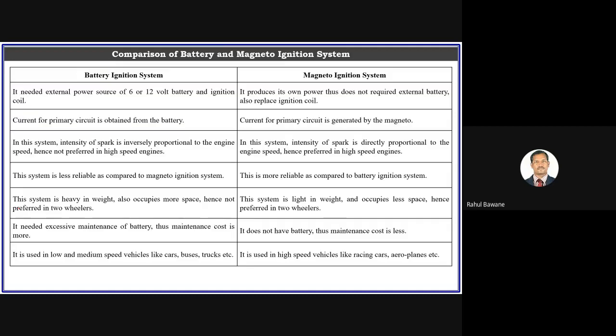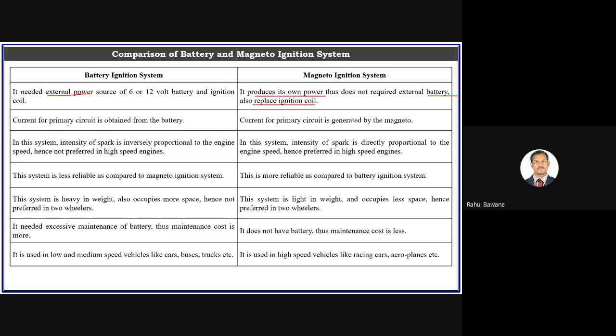Now, there is another most important question normally asked in university exams: a comparison between battery and magneto. So whatever we just saw, we can keep in a tabulated form. First, it needs an external power, that means a battery, either 6 volt or 12 volt, and it requires an ignition coil. But in the magneto system, it produces its own power. It is producing its own, and it is replacing the ignition coil and battery. So battery and ignition coil are absent.